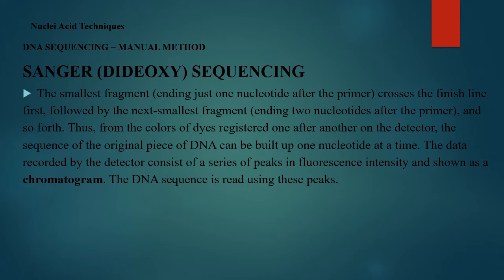The data recorded by the detector consists of a series of peaks in fluorescence intensity, shown as what we call a chromatogram. The DNA sequence is read using these peaks. Let me just make it simple. So we want to sequence the gene Adomako. And I've told you the gene Adomako codes for Adom Aranko.